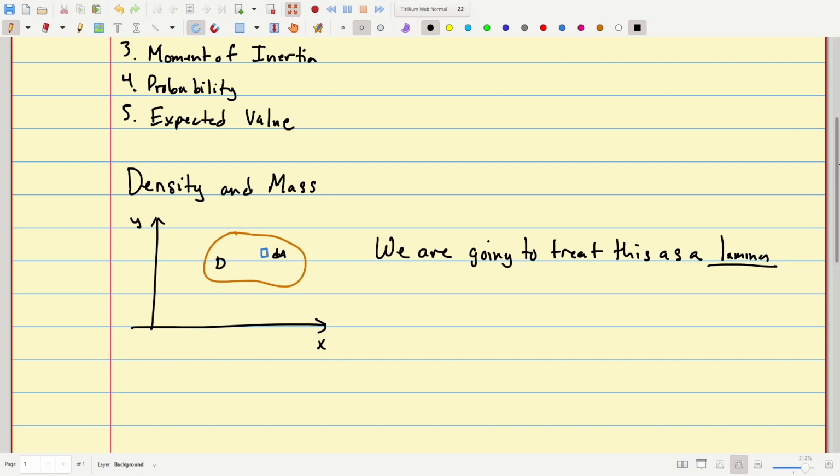Okay, we're going to treat this as something called a lamina. A lamina is a thin material. In Calculus 2, you did problems like this where you had your lamina, and the assumption was that the lamina had uniform density. Okay. We're tossing that assumption.